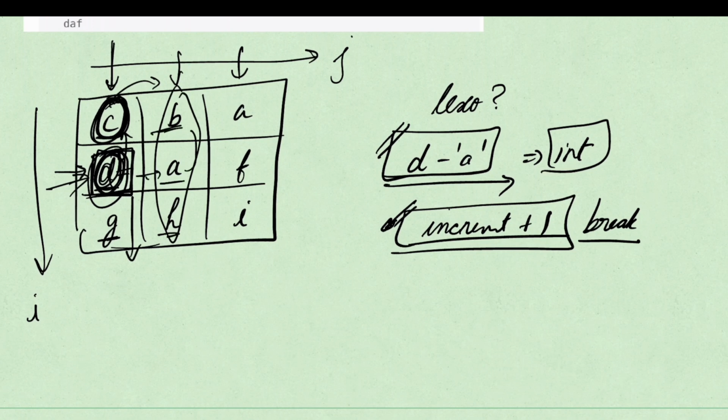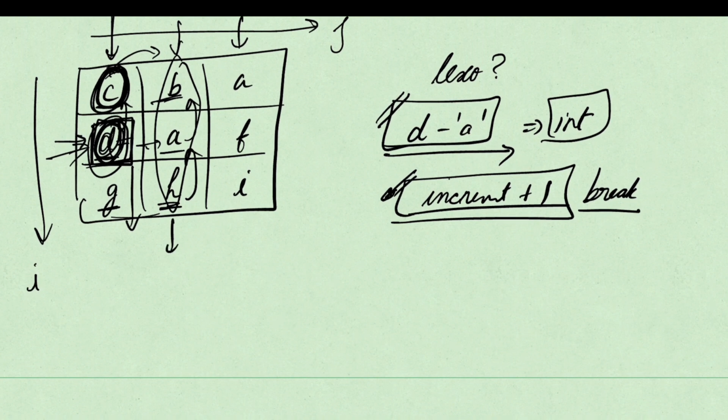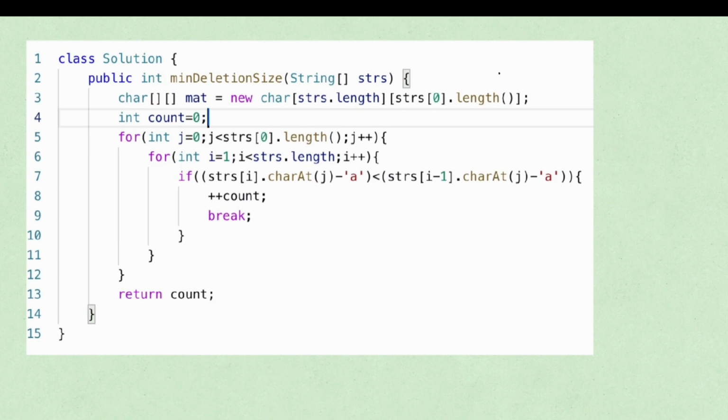We'll start from here and check the previous character to it, we'll start from here and then check the previous character to it. And with this, again, if we find that this column needs to be deleted, then we'll increment the count again. So this is the approach. Now let's see how we are going to write it in the code. So the code is pretty much straightforward, right?